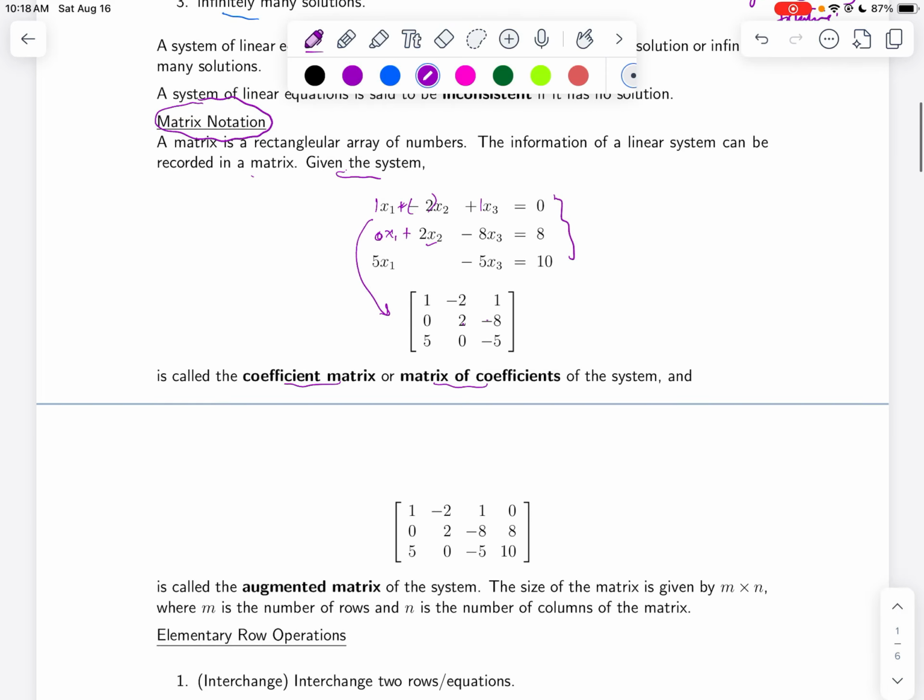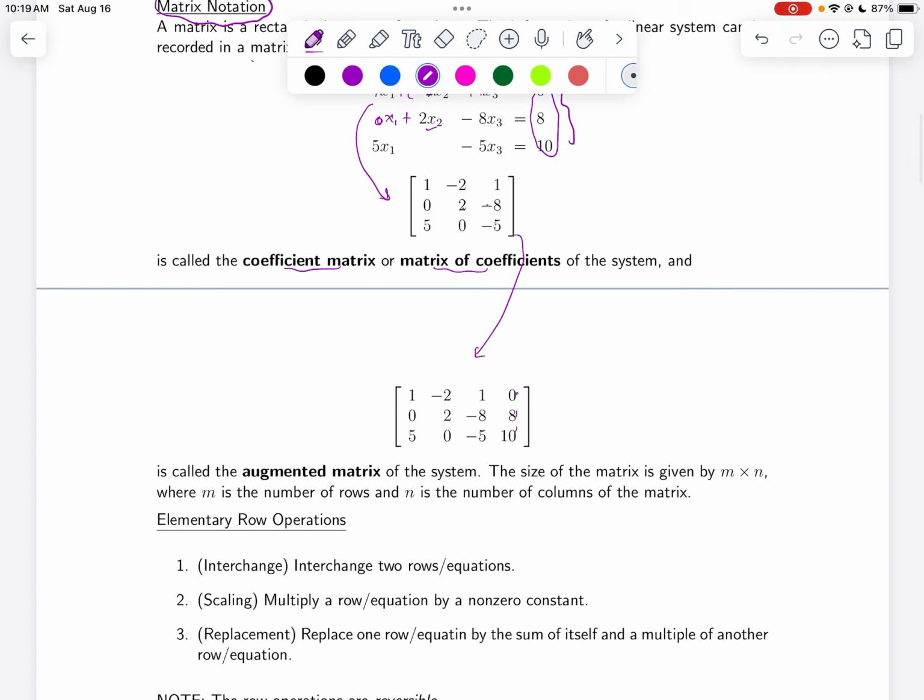And then, if you notice, the first three columns are the same, so we append, or augment, the column which consists of the values on the other side of the equal sign for each equation: 0, 8, 10. So I have 0, 8, 10 here. This is called the augmented matrix of the system.